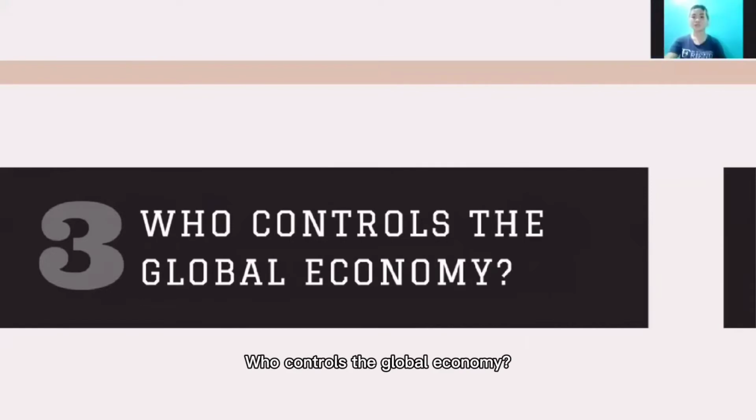Who controls the global economy? Many people think that the global economy is controlled and governed by the governments of the largest economies in the world. But this is a common misconception. Although governments do hold power over countries' economies, it is the big banks and large corporations that control and essentially fund these governments. This means that the global economy is dominated by large financial institutions.